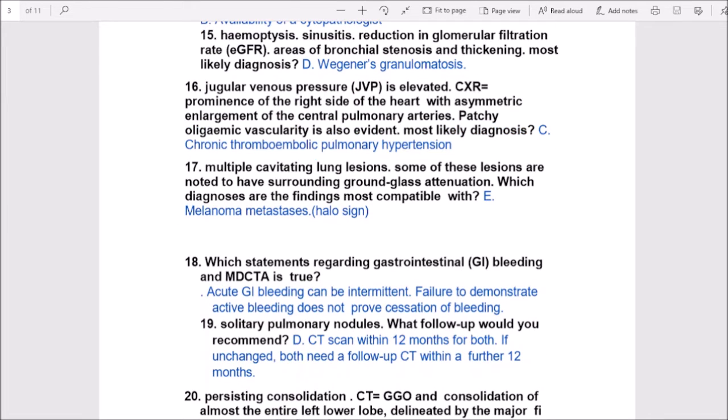Question number 17. Multiple cavitating lung lesions. Some of these lesions are noted to have surrounding ground glass opacification. Which of these findings is most compatible with melanoma metastasis.